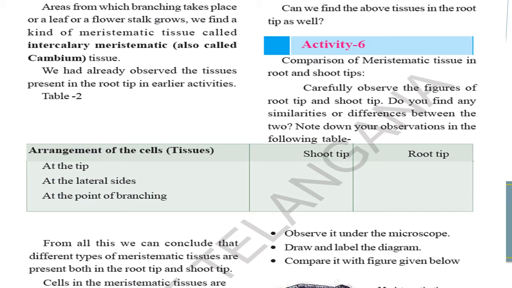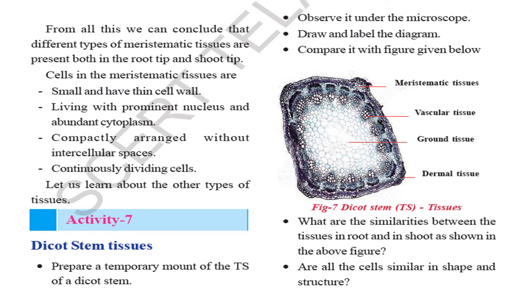Comparison of meristematic tissue in root and shoot tip. Carefully observe the figures of root and shoot tip. Do you find any similarities or differences? We'll see in this diagram in the microscope. See this tissue diagram, children. Meristematic tissue is outside, then vascular tissue like a bundle, ground tissue in the middle, dermal tissue again at the very corner, last part is dermal tissue.